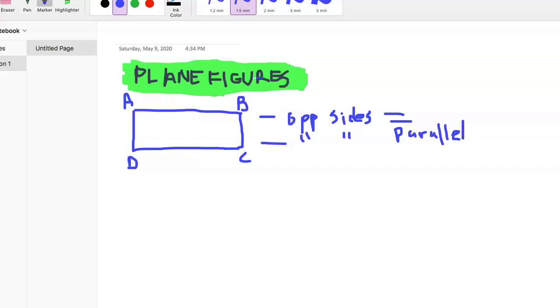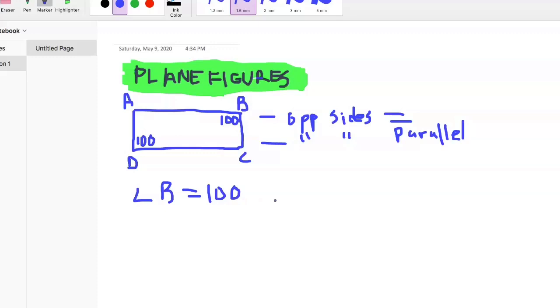For example, if they told us that angle B equals 100, then right here we have 100. We know that opposite sides are both equal and parallel, so if angle B is 100, then angle D is 100, because they're opposite. So angle B and angle D are 100.